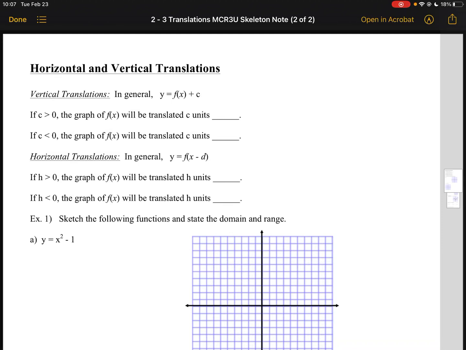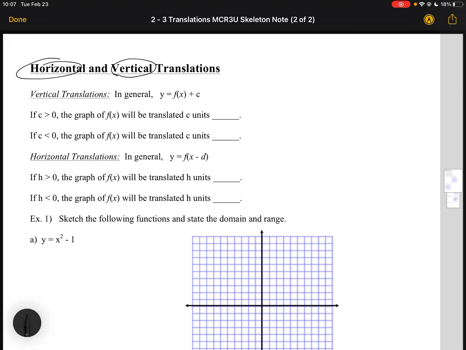Now that we're familiar with some of the parent functions in their home spot, what we're going to do is shift them around. So the first thing we're going to look at is horizontal and vertical translations. So shifting them left and right and up and down.